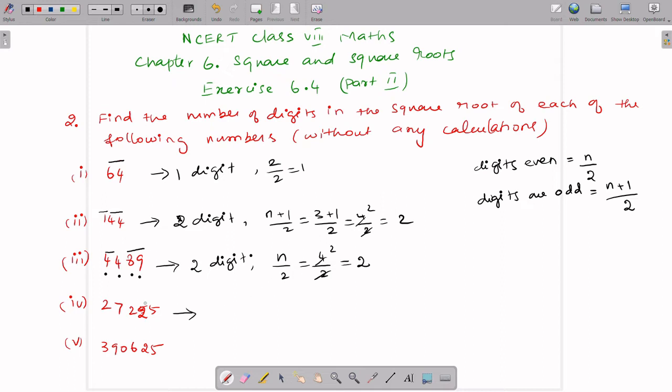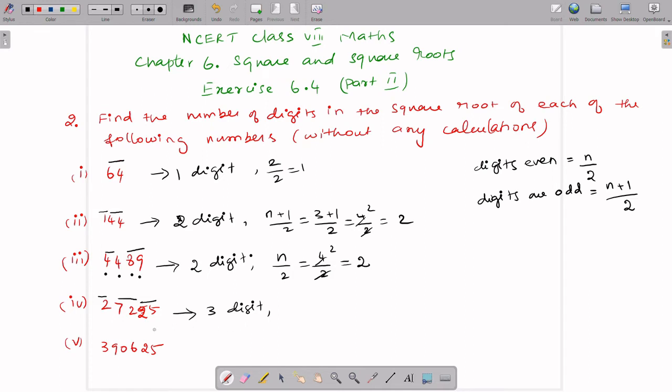And here, this is one pair, this is another pair, and this is one. The last one doesn't have a pair, but we still have to put a bar on it. So how many bars do we have? 1, 2 and 3. So when finding the square root of this number, the answer will be a 3 digit number.